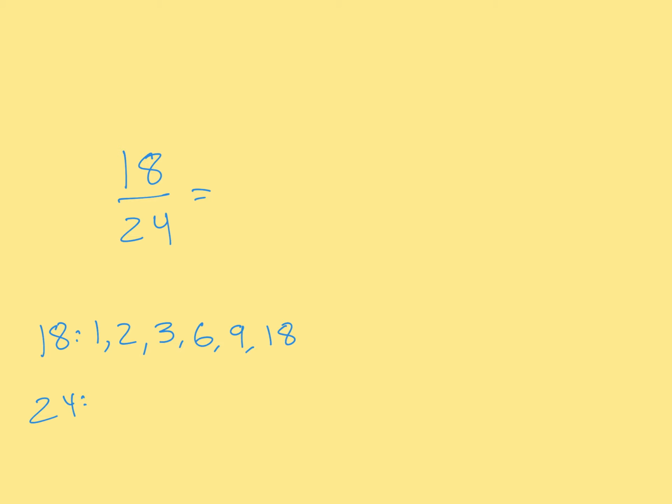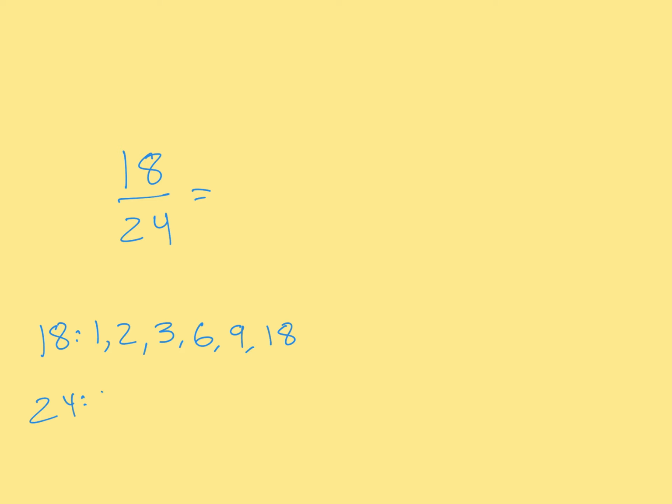All right, the last little trick I'm going to show you is simplifying fractions. Let's say I have 18 over 24, and I need to simplify it. One way to do that is to find all my common factors of 18, which are 1, 2, 3, 6, 9, and 18. 18 times 1 is 18, 2 times 9 is 18, and 3 times 6 is 18.